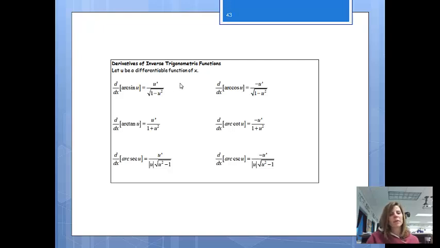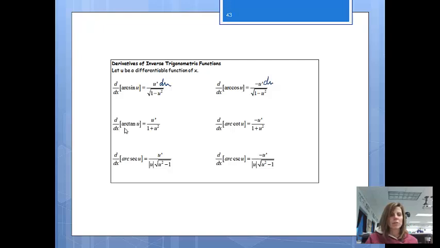The first one we have is the derivative of arc sine, and you'll notice it's u prime, or we usually refer to this as du, so du over the square root of 1 minus u squared. Notice that arc cosine is a very similar formula, but we just include the negative, just like when we take the derivative of sine, it's a positive value. If we're taking the derivative of cosine, it's a negative value. And again, if you'd prefer to have that as du, that's fine.